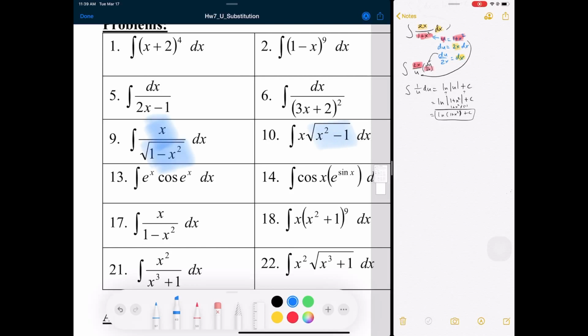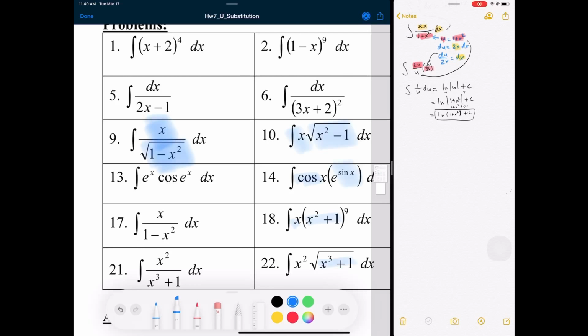Look over here. x squared minus 1. What's the derivative of x squared minus 1? It's 2x, and that x will divide out with this x on the outside. Look at this exponent here. Sine of x. What's the derivative of sine of x? The derivative of sine of x is cosine. That gets rid of this cosine right here. Look here, x squared. What's the derivative of x squared? 2x. The x divides out with this x here.